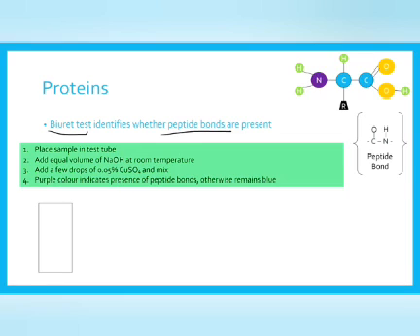First of all, we're going to place the sample in the test tube. We're then going to add an equal volume of sodium hydroxide, making sure it's at room temperature. We're then going to add a few drops of 0.05% copper sulfate, and we're then going to mix this up. If it turns purple, it indicates the presence of peptide bonds. Otherwise, if there aren't peptide bonds present, it will remain blue, and it remains blue due to the copper sulfate that we're adding.